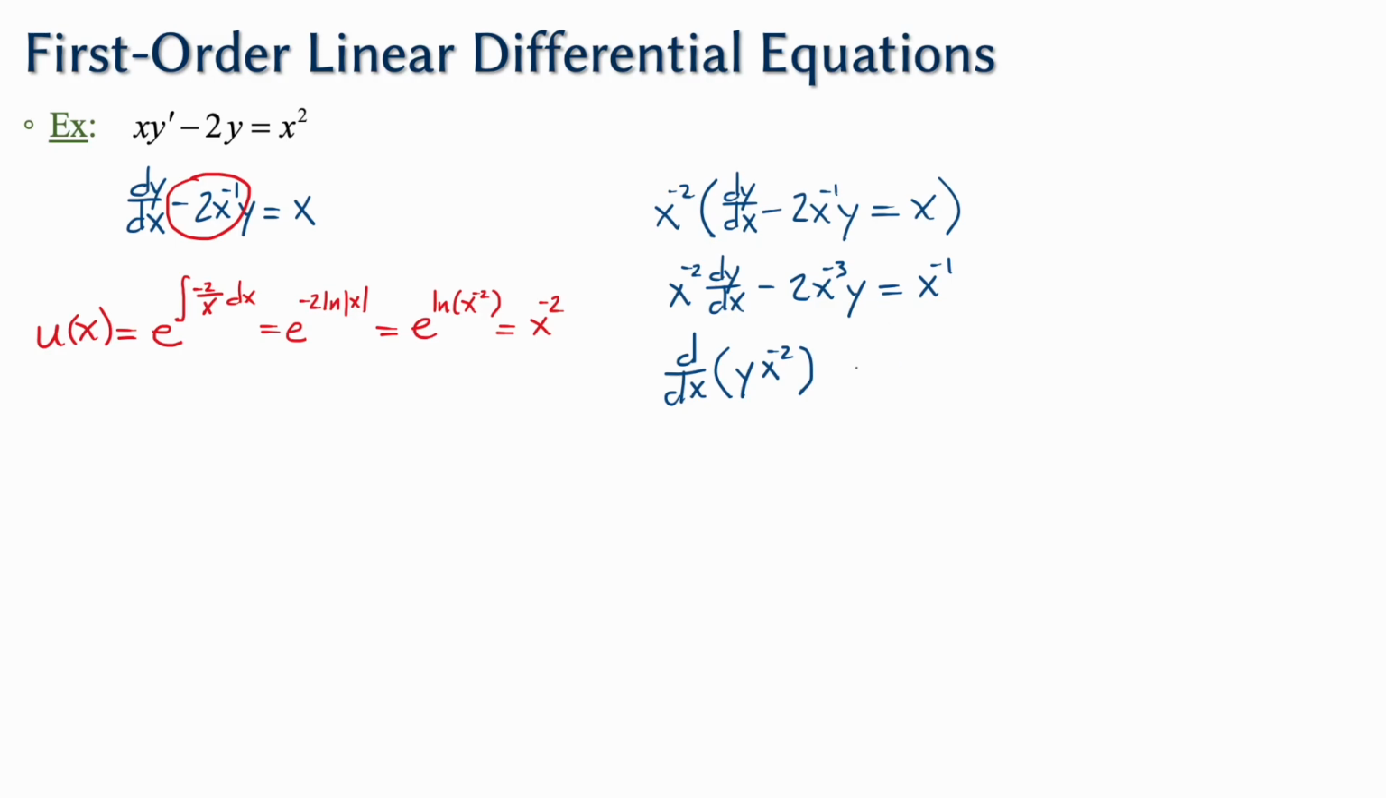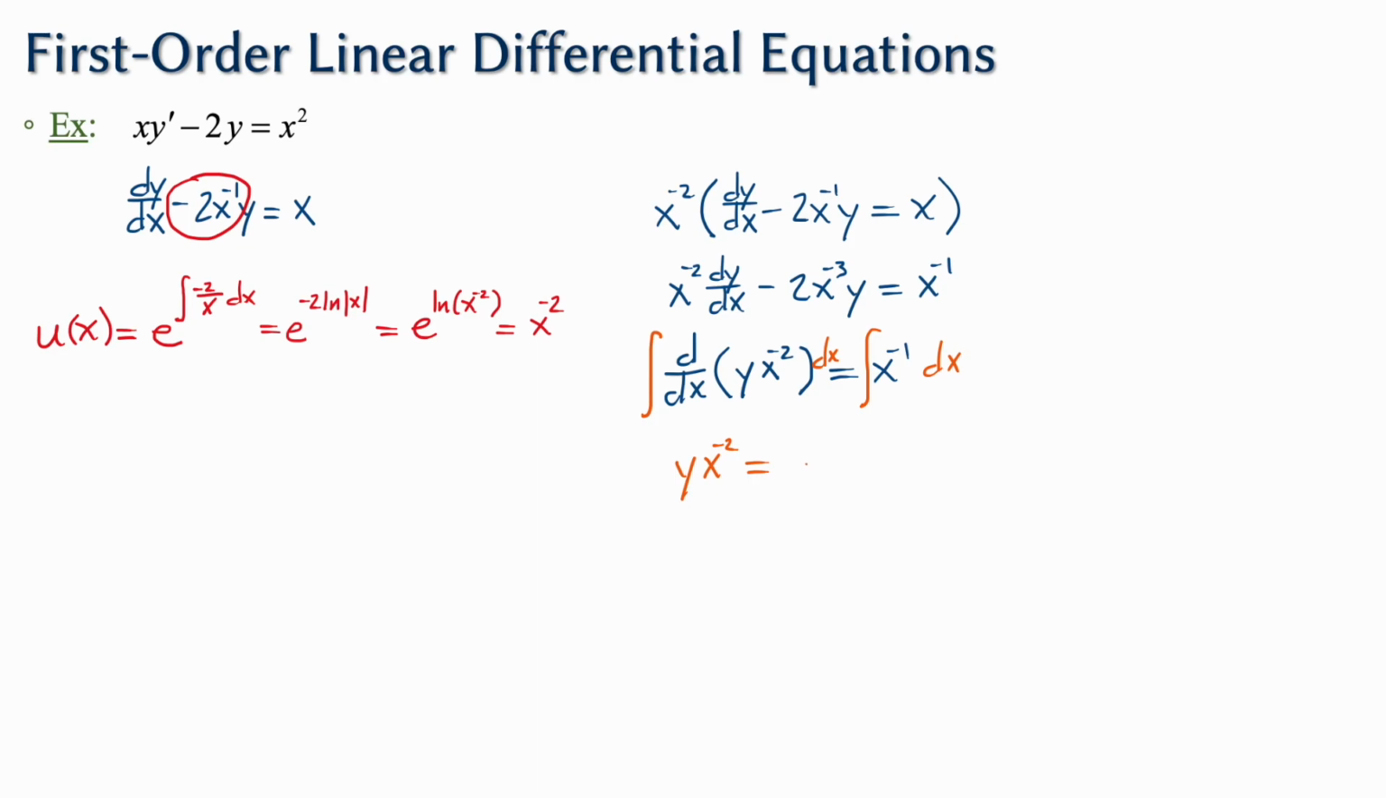Now over here on the right side, it's still going to be x to the negative first, but again, now we have a way to get y by itself. Now the next step is to get rid of this derivative idea. So we're going to integrate this side with respect to x and integrate this side with respect to x. So that means over here on the left side, the integral and the derivative undo one another. So you're simply left with y times x to the negative second.